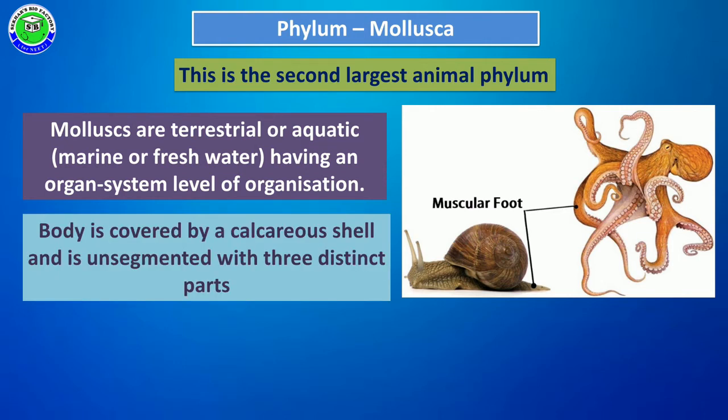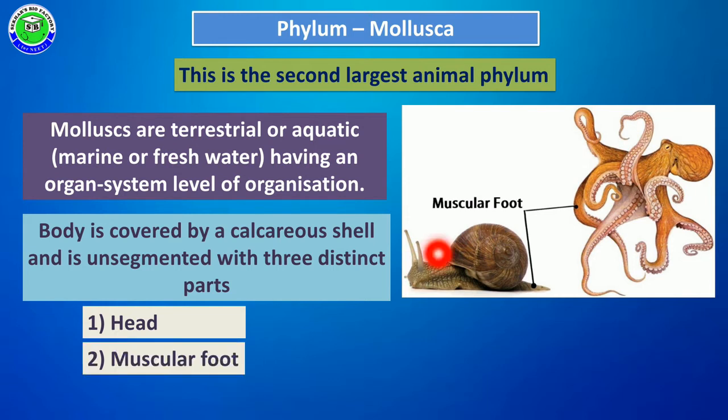In the structure of their body, the presence of a calcareous shell around an unsegmented body is the most important characteristic feature of Mollusca members. The unsegmented body can be divided into three distinct parts. The first part is called head, the second part is called muscular foot, which helps to attach to the substratum. The third part is called visceral hump, also called visceral mass.